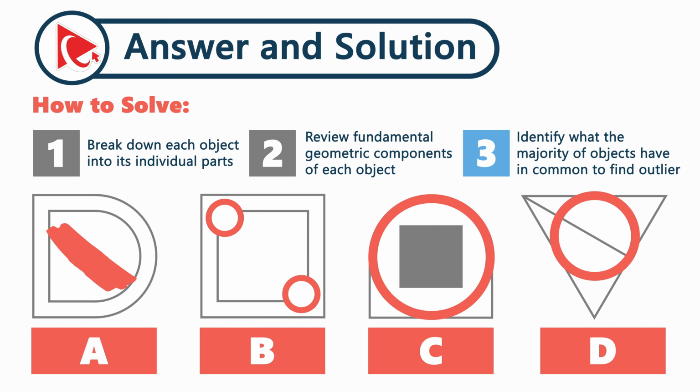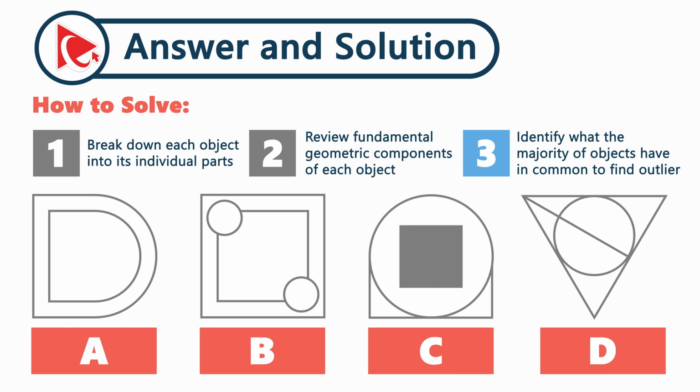And object A does not have a circle, which means that object A is the odd one, since it has rounded areas but does not have a full circle. And the correct answer here is choice A.